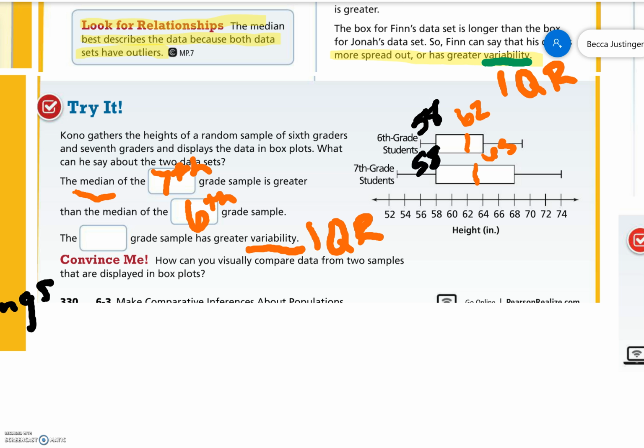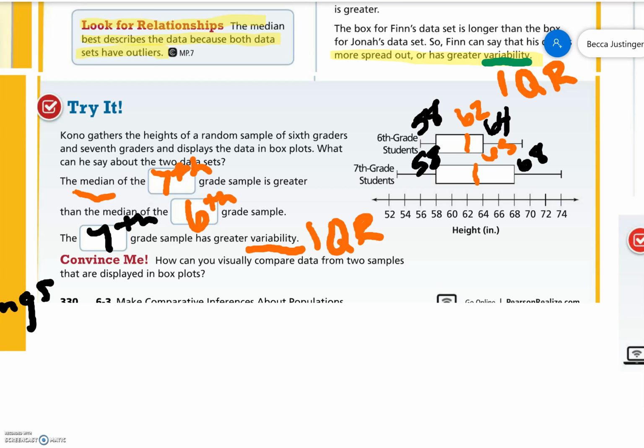6th grade's quartile 3 is at 64. And 7th grade's quartile 3 is at 68. Now this is very easy to see which one has greater variability, which one has a bigger box, because they both start at 58. So the 7th grade sample has greater variability. There's more of a range in there. There's more of a difference in their heights.